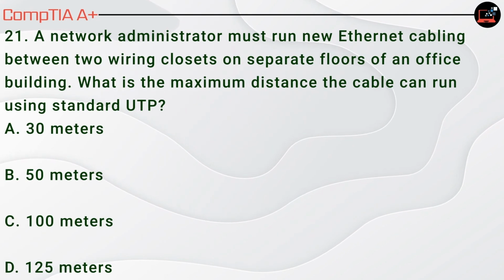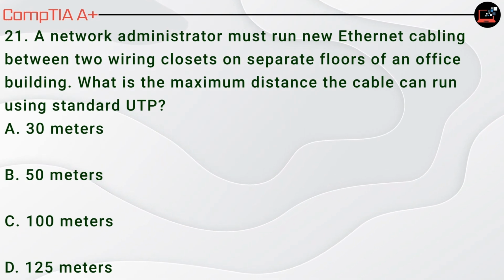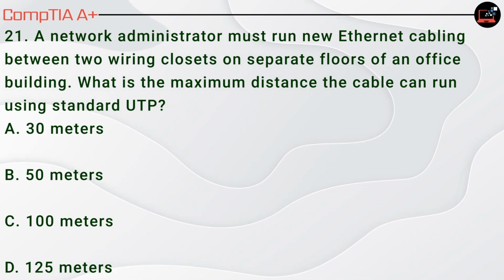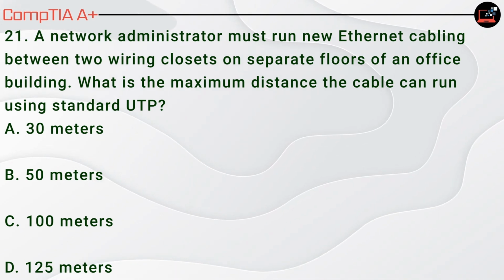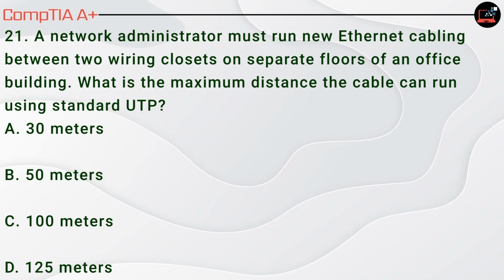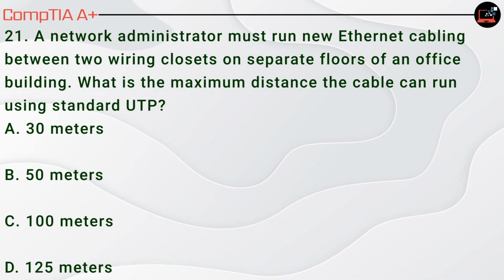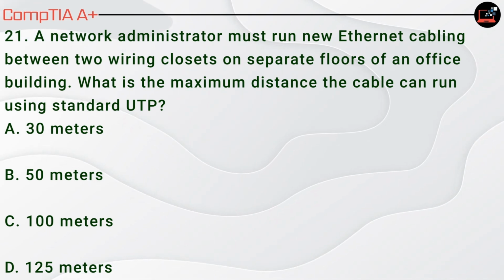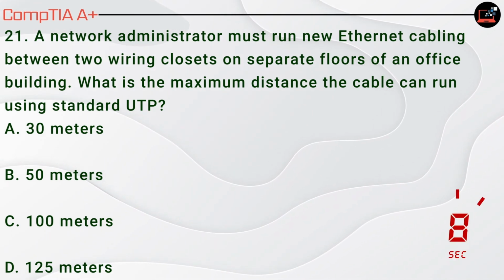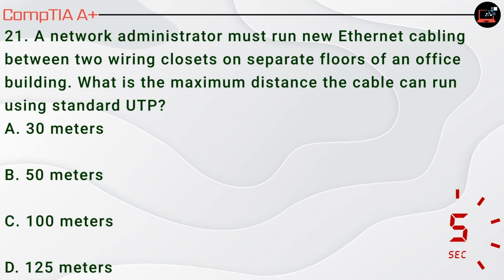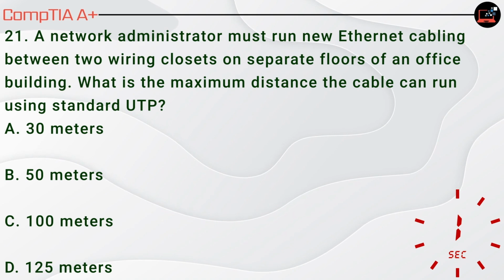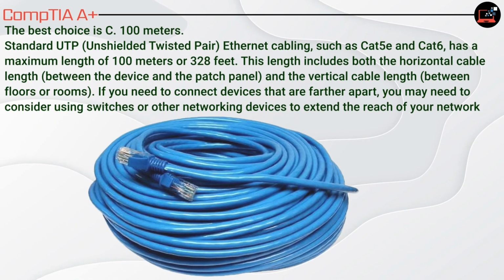21. A network administrator must run new Ethernet cabling between 2 wiring closets on separate floors of an office building. What is the maximum distance the cable can run using standard UTP? A. 30 meters. B. 50 meters. C. 100 meters. D. 125 meters. The best choice is C.